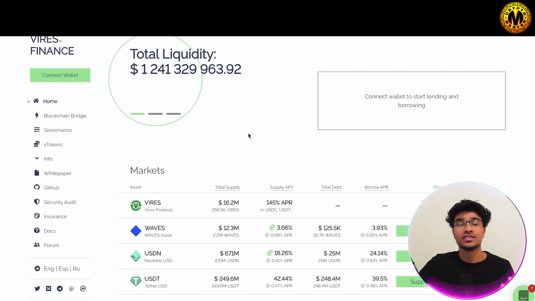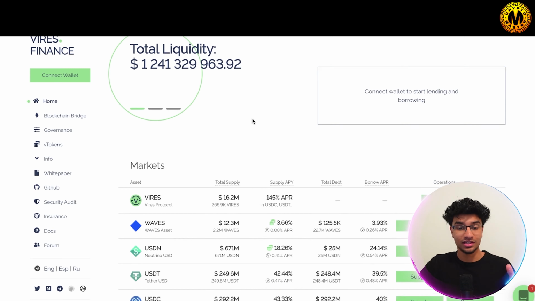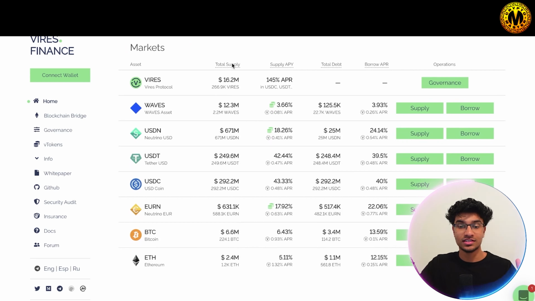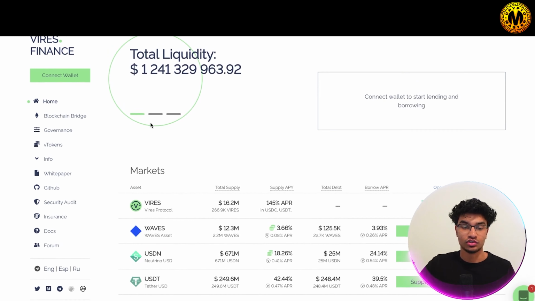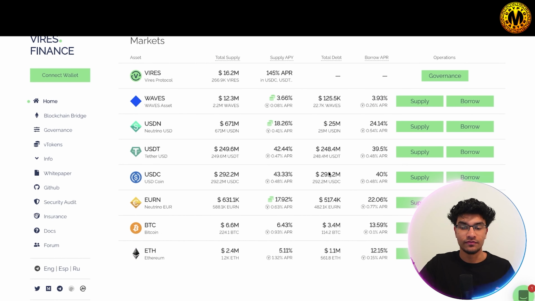As you all can see, they actually mention over here their total liquidity, which is 1.2 billion or a little over that. And this is actually the total supply of all their market assets right now. As you can see, this is collectively ETH, BTC, USDC, USDT, and all these assets over here. So that is the total liquidity of this platform. And in this column is the total debt for each asset that they are giving out. So this is a great opportunity really if you are wanting to borrow or make a borrow for any of these assets.